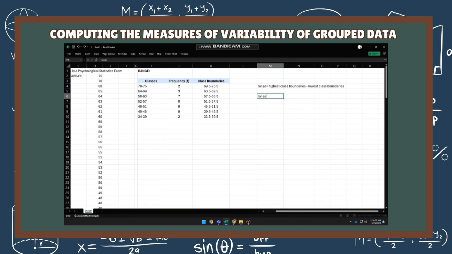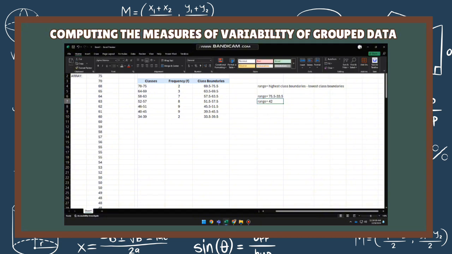So range equals 75.5 minus 33.5. So we have the range of 42. So pwede nyo na i-direct din sa calc nyo siya. So ayan yung range natin.